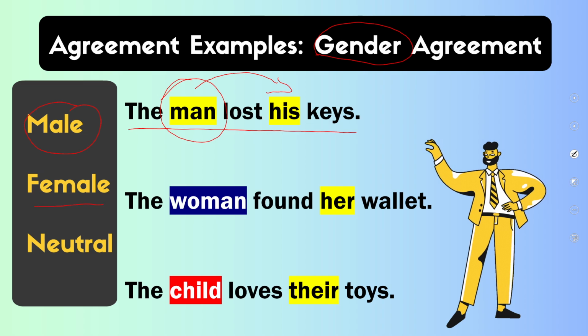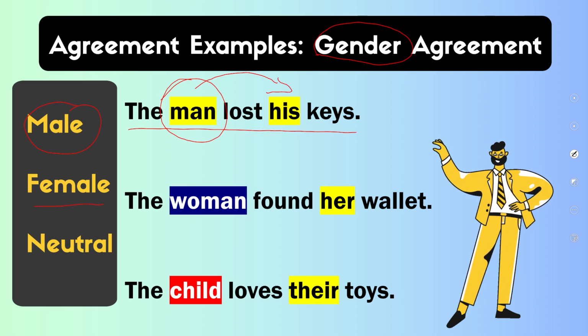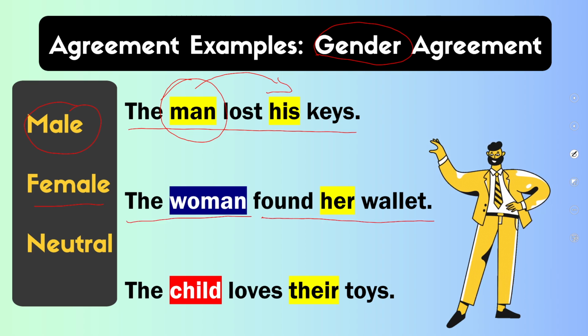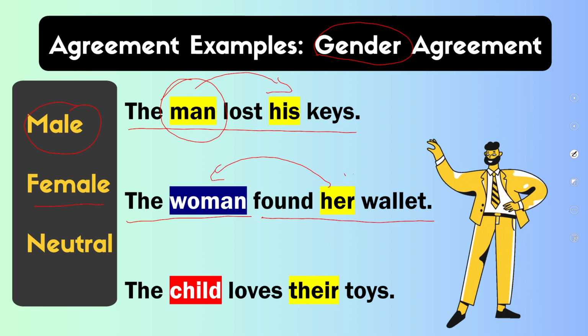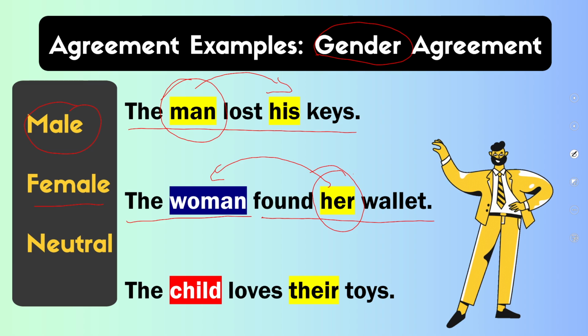Now for the female, let's talk about it using an example. The woman found her wallet. So since we are talking about a feminine noun, we will be using the gender of feminine here, her.